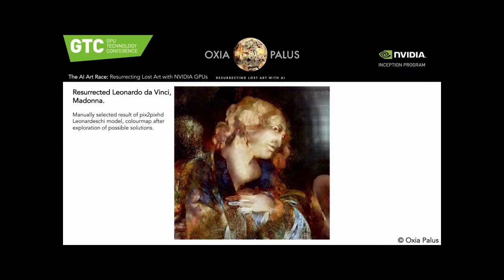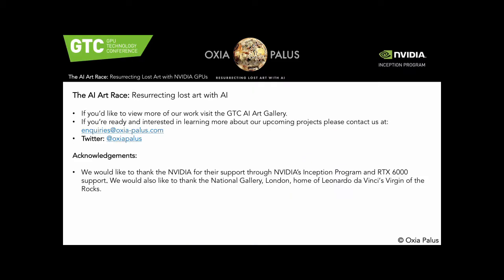In our final slide, we present the Madonna. This is the best result, or the most aesthetically pleasing result that we found after exploring all the possible solutions using the color map video in the previous slide. And so the race is on, because we believe this process can be repeated for thousands of pieces of artwork that have pentimenti or underdrawings around the world.